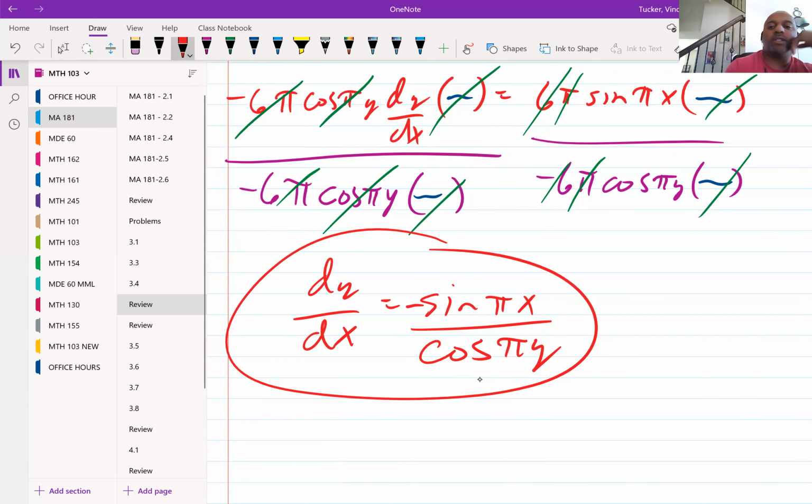All right, so that's the answer. I couldn't simplify this and make it tangent because one is applying sine to pi x and the other one is applying the cosine to pi y. Now, if both of them were x, then I could simplify this further and write negative tangent pi x. But that's not the case. So this would be our answer.